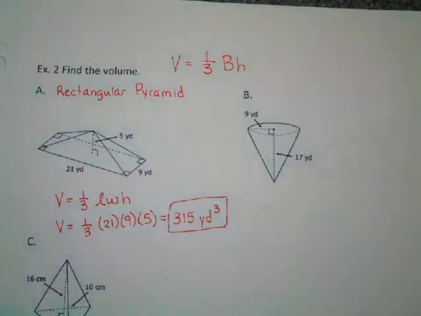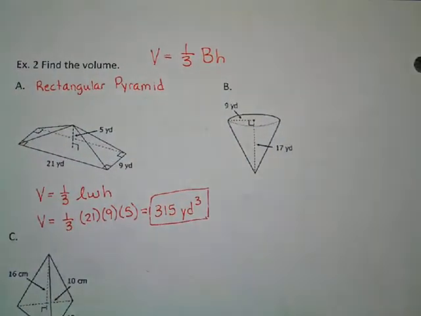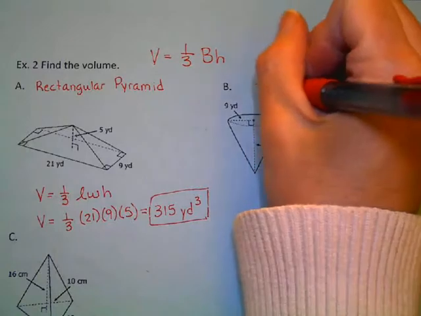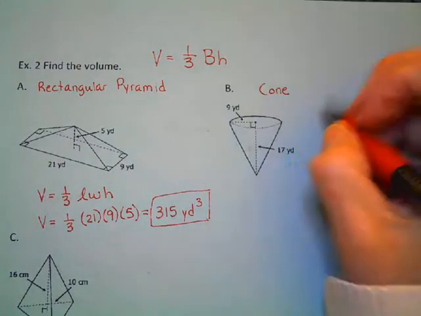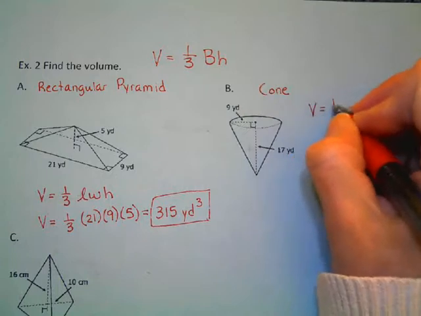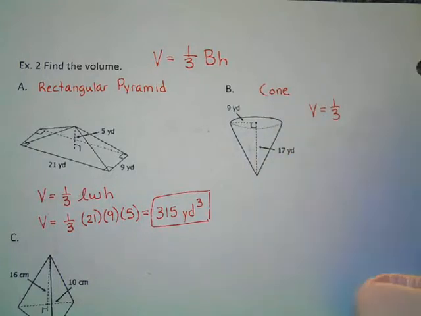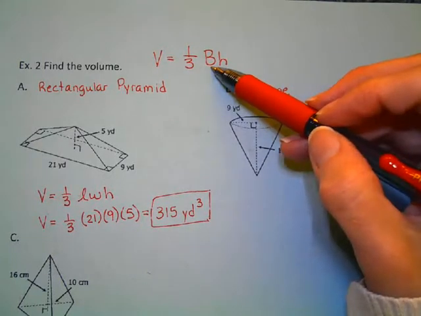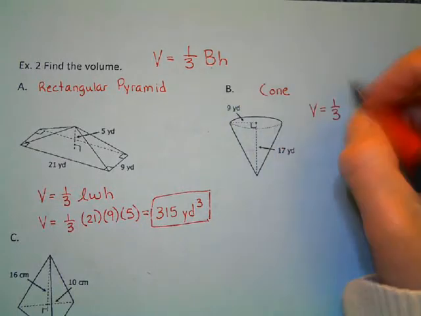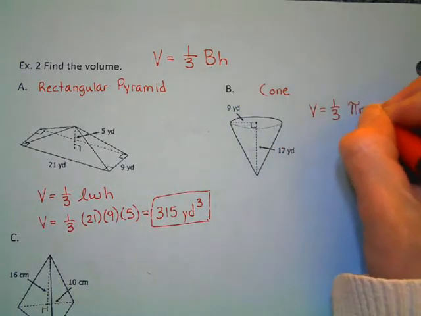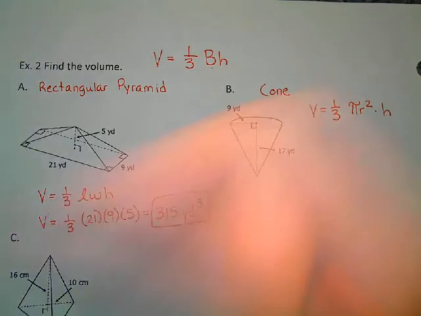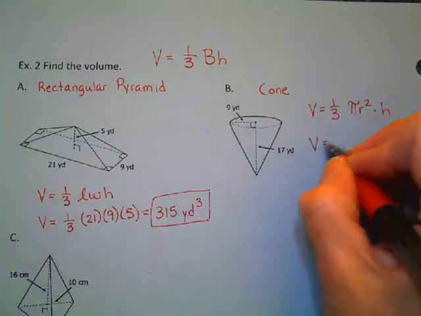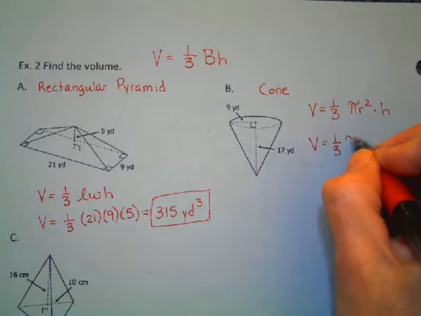Next is a cone. Okay, so 1/3. The base of a cone is a circle, so we need the circle formula for this one, which is pi r squared, and then times the height of the cone. Pi times 9 squared times 17.